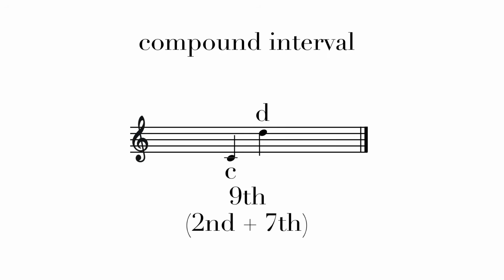As far as simple intervals are concerned, C up to D is a second. However, this D is an octave above that, so we call it a ninth. A compound interval is always going to be the simple interval plus 7. And while everything I've said is accurate, it's not complete.